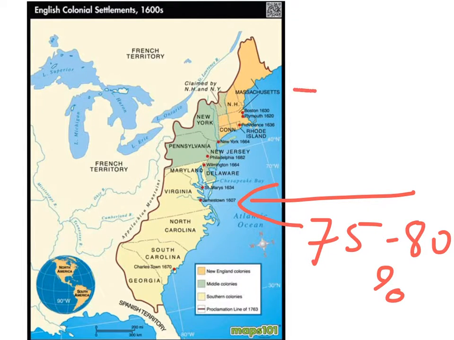As a generalization, those going to New England tended to come with their families, were skilled laborers, had skills such as being a tailor or a blacksmith or a shoemaker, and they were seeking religious freedom. And finally, here in the middle, Pennsylvania was settled by Quakers, again with a religious motive, and Quakers are against slavery.